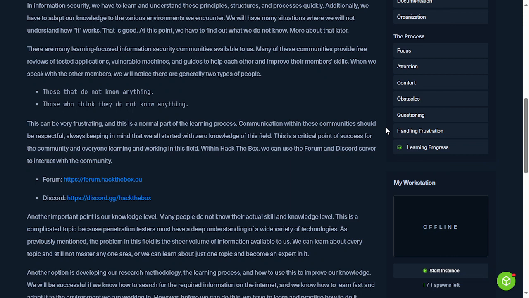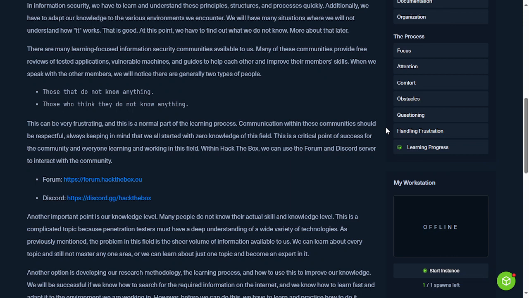In information security, we have to learn and understand these principles, structures, and processes quickly. Additionally, we have to adapt our knowledge to the various environments we encounter. We'll have many situations where we will not understand how it works. That is good. At this point, we have to find out what we don't know. More about that later.